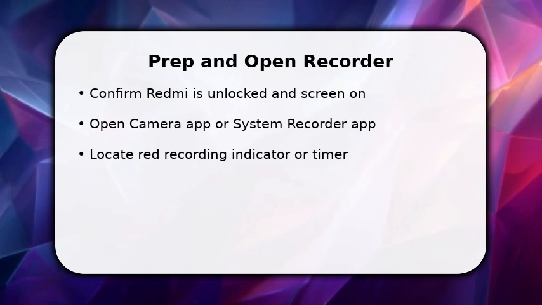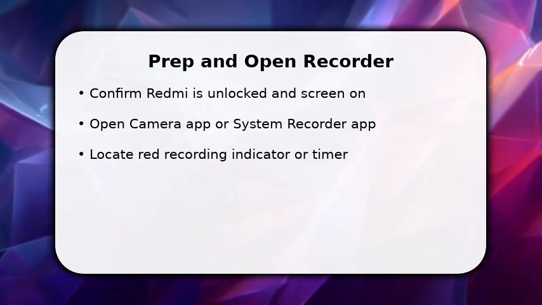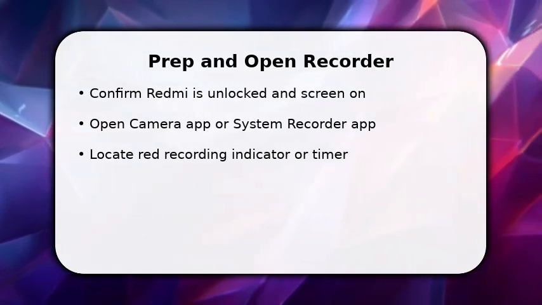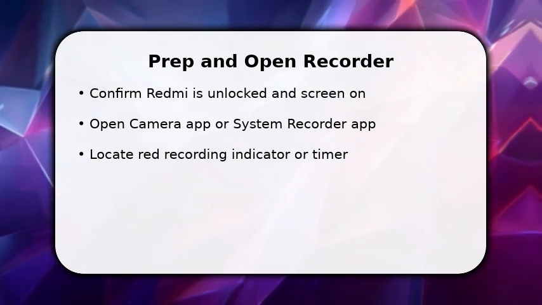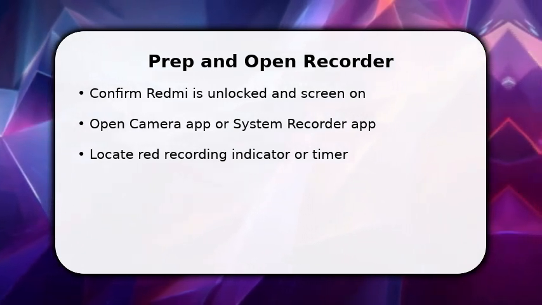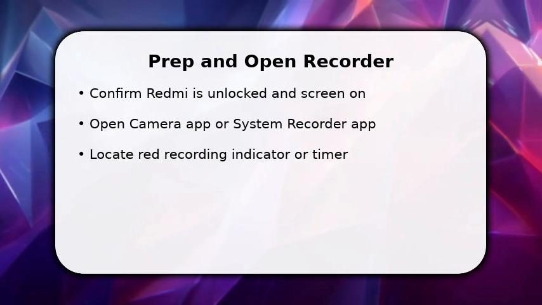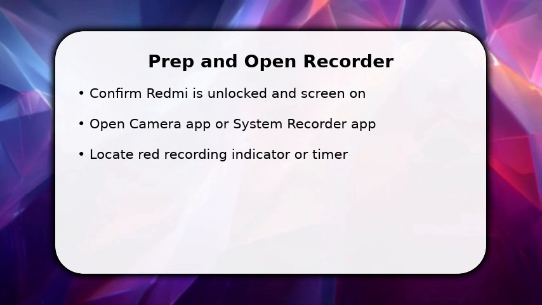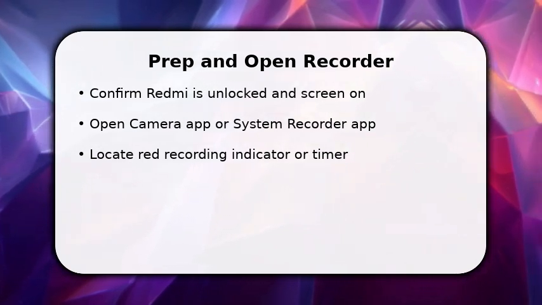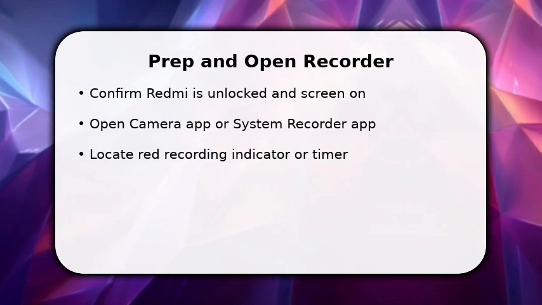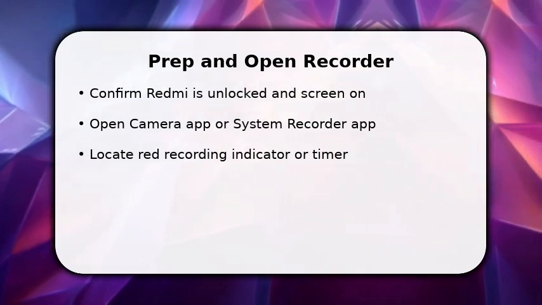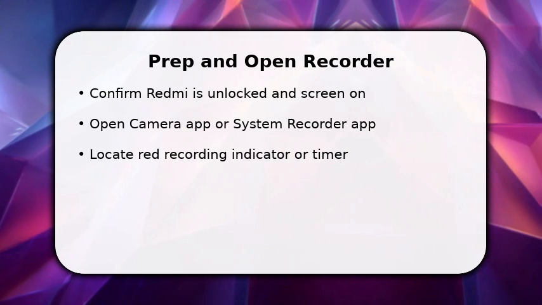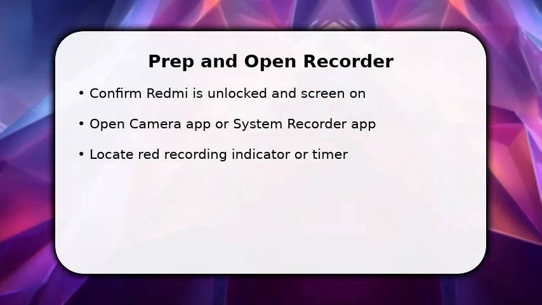You start by making sure your Redmi is unlocked and the screen stays on. This prevents accidental interruptions. Open the camera app if you recorded video there, or launch the built-in recorder app if it's an audio capture. Once the app is open, look for the red recording dot, a timer, or a stop icon near the shutter/controls. You need to be in the same app where recording started so the stop control is available. Do not switch to another app yet.